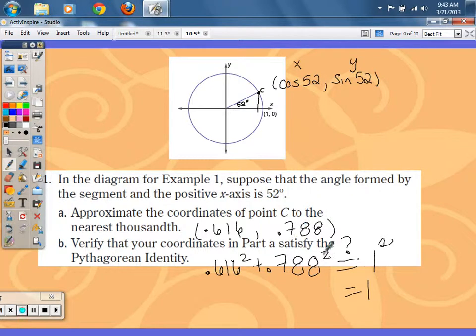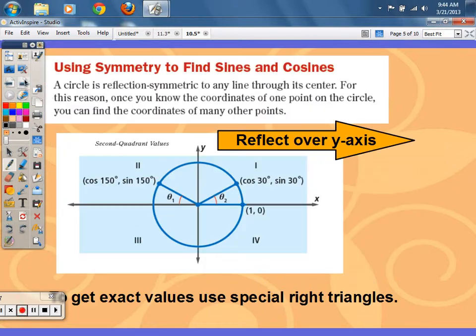And I get 1.0004 equals 1. Pretty close here. Okay. If I would have typed the exact value, cosine of 52, enter, squared, if I didn't round, plus sine of 52, closing parentheses, squared, I get exactly 1. Your calculators know what they're doing here. Just make sure you type them in properly with parentheses.